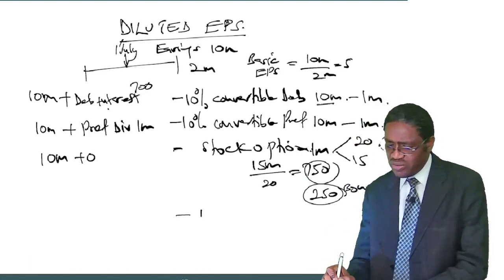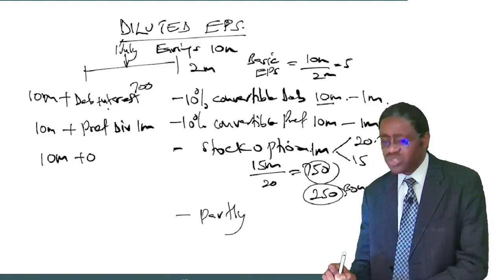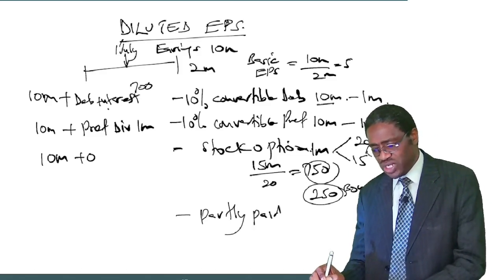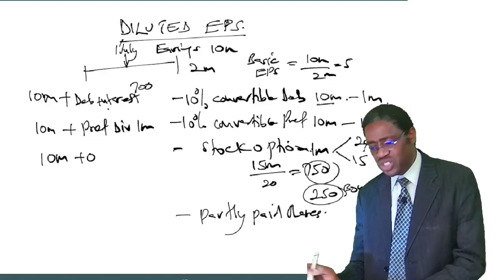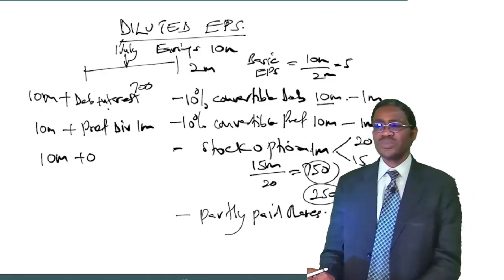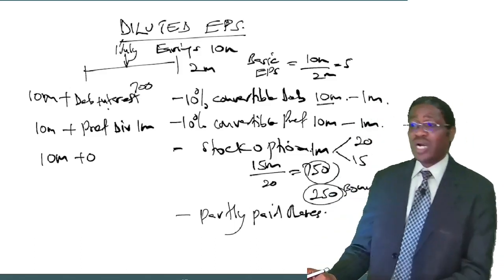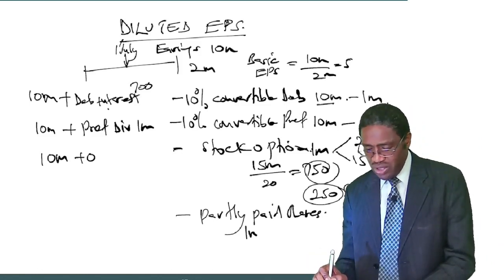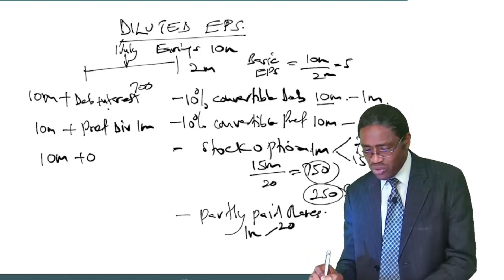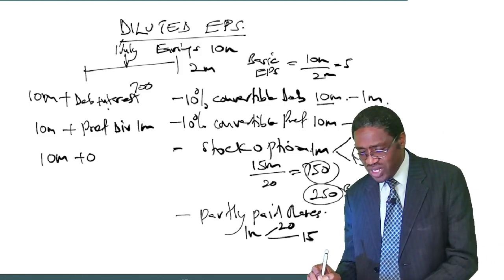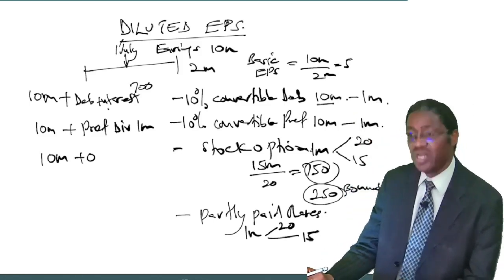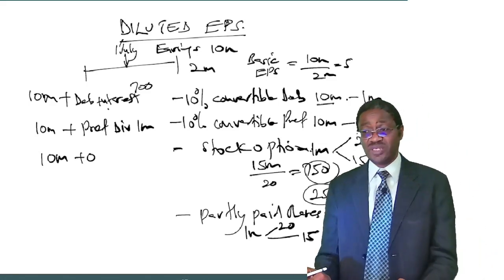Then we went to the next one, and the next one was maybe that by the end of the year, your company had partly paid shares. Maybe your company had issued 1 million shares at a market price of 20, but come the end of the year, the shareholders had only paid you 15 shillings per share.